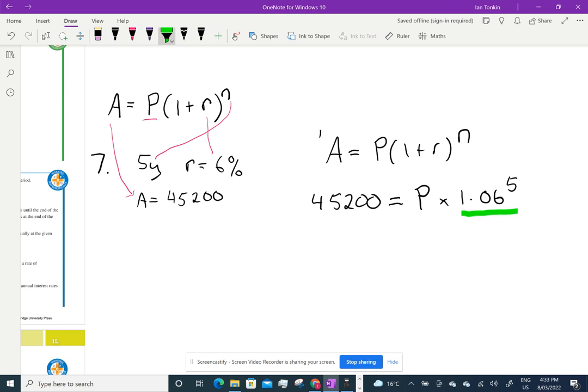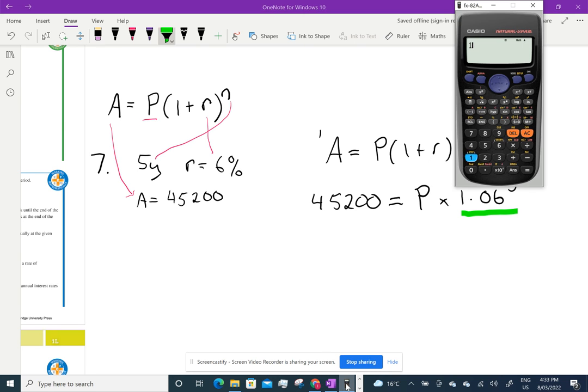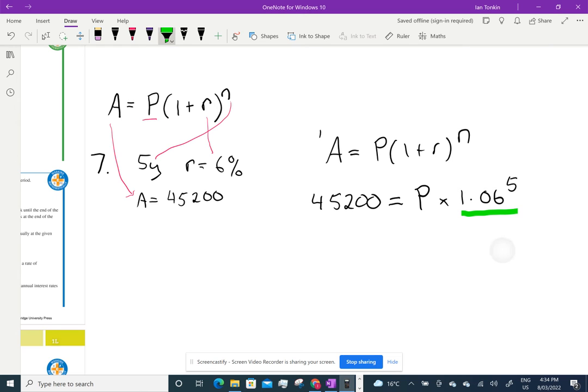Now here's where you've got to be smart. That is just a number. I'm going to prove it to you. So I get my calculator up. 1.06 to the power of 5. And that's what it is. But I don't want to write that decimal out. It's too big and too long. So what I'm going to do is I'm just going to keep that number in that form. So I know it's a number and I'm multiplying.